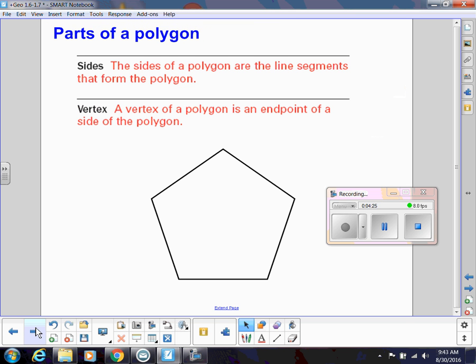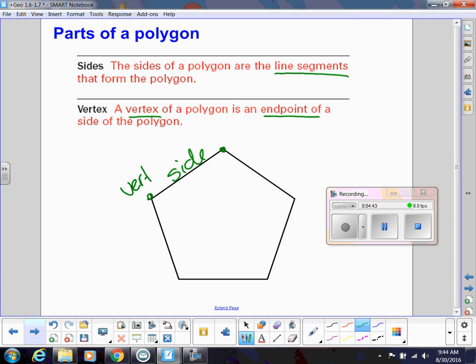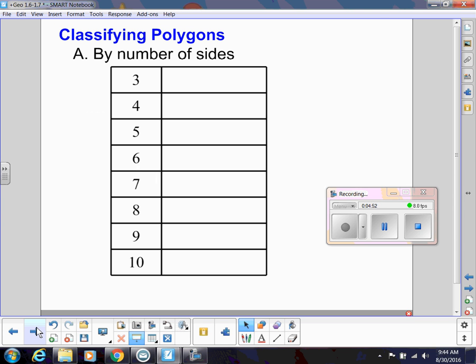Okay. Parts of a polygon, the sides, which we've been talking about. The sides of the polygon are the line segments. And then the vertex is the endpoint of a segment. So this is a side, right? And then these 2 would be vertices. Vertex, that's a vertex. So make sure when I use those words that you know exactly what I'm talking about.